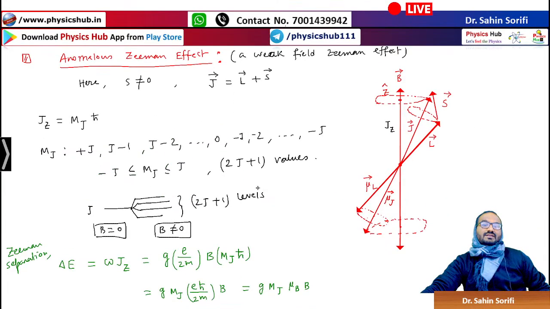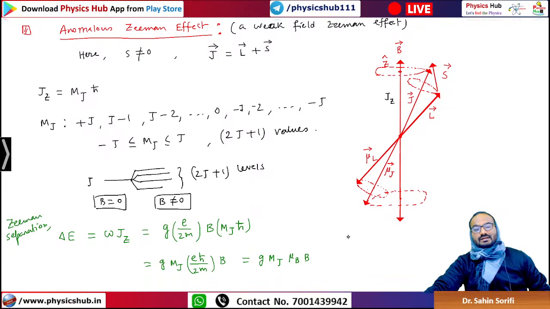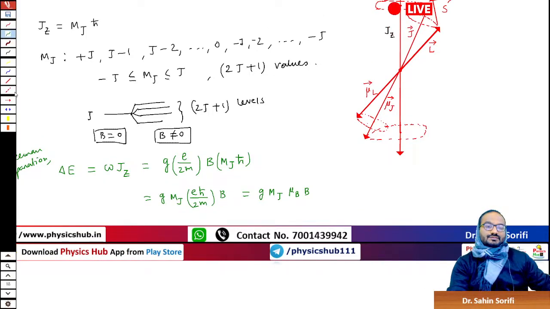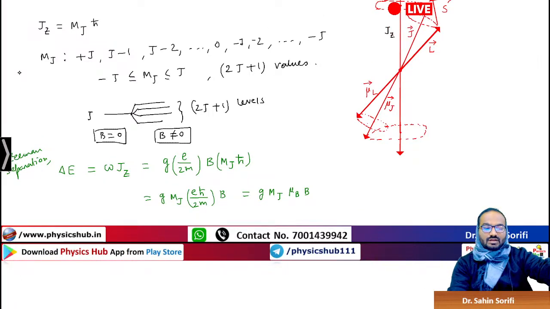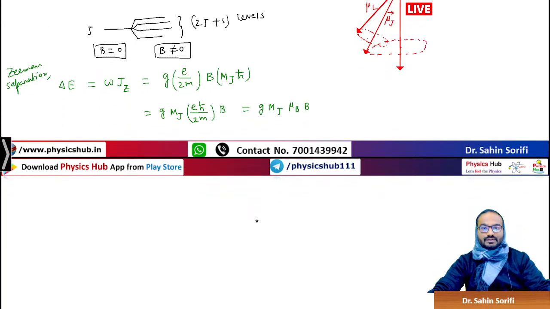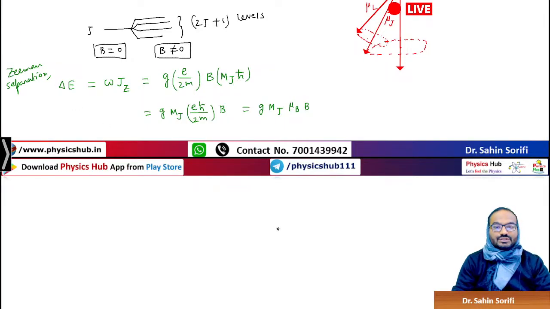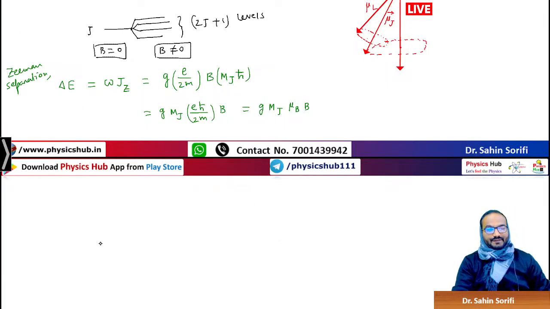For anomalous Zeeman effect, S is not equal to 0, and because of that, the factor of G will come. Because you see, in the normal Zeeman effect also, a G value came. We'll talk about G. Wait a minute. For the timing, we'll come back to it. Why G is there? Just complete this derivation, then we'll talk about it again.